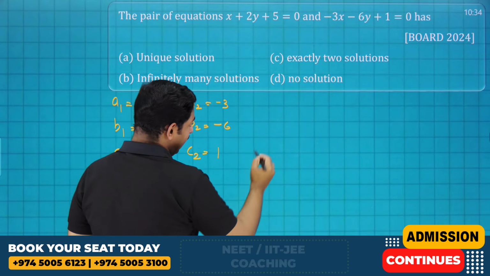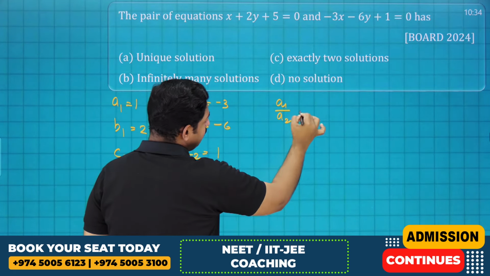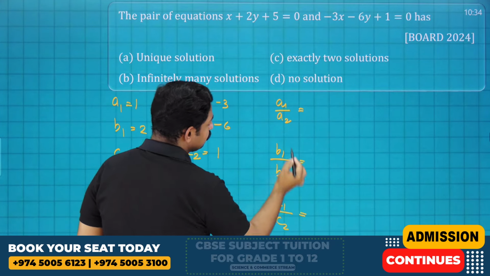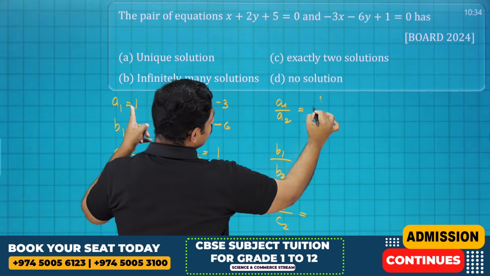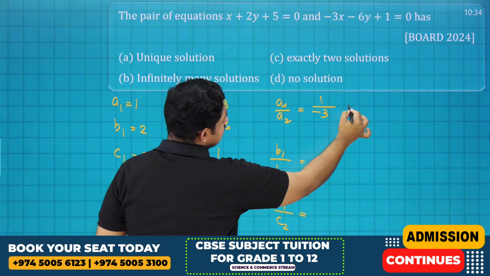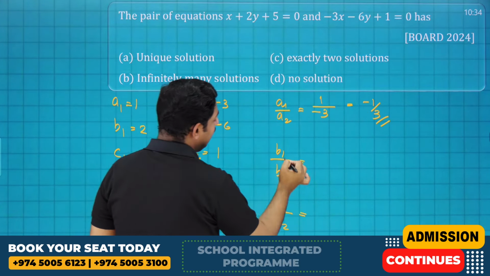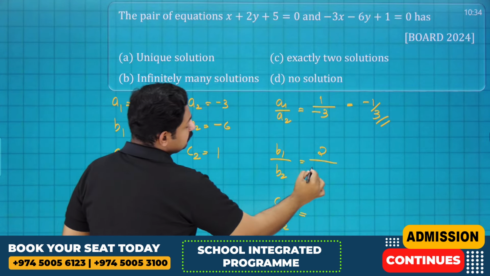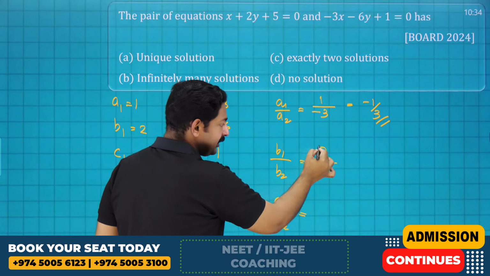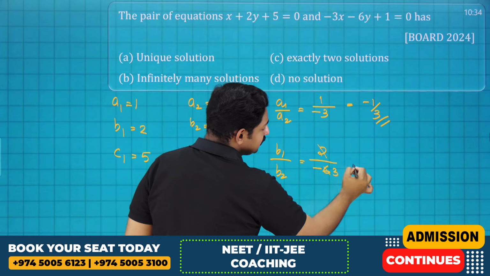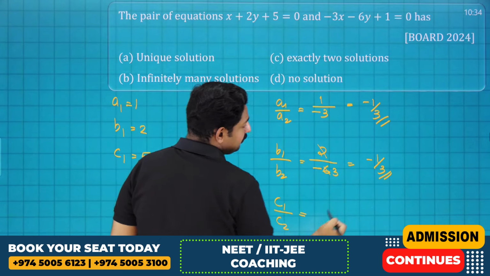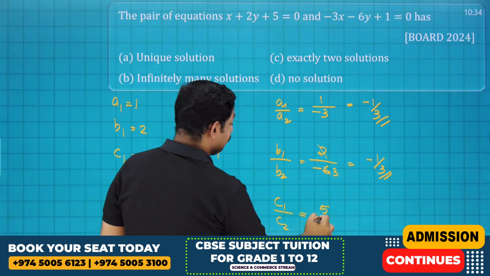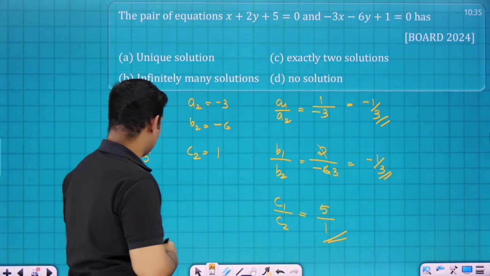Now we can see the ratios. So when you see the ratios, a1 by a2 we need to find out, b1 by b2 we need to find out, c1 by c2 we need to find out. So a1 by a2 means a1 is 1 by a2 means minus 3, which is equal to minus 1 by 3 itself. And b1 by b2 means b1 is 2 by b2 is minus 6, right? So you can cancel 2 and 6, you will be getting 3. So the ratio will be minus 1 by 3. Okay, fine. Now c1 by c2 means it is 5 by 1.